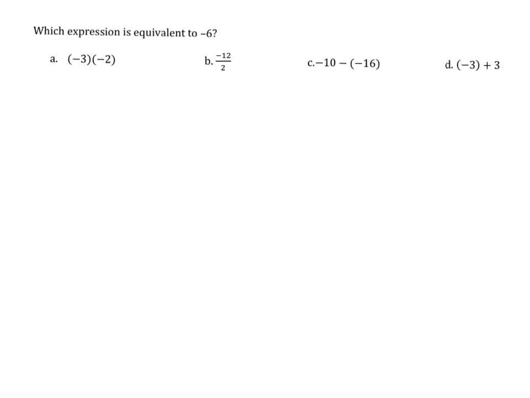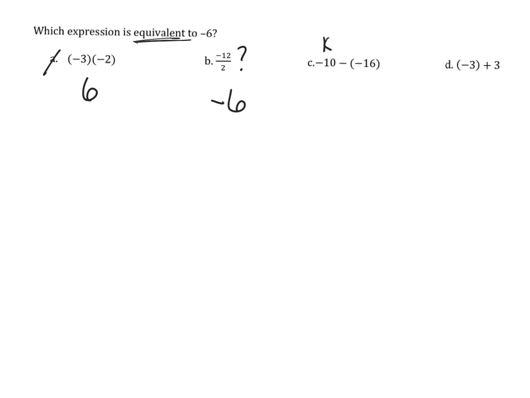Okay, we are on the last question. The question says, which expression is equivalent to -6? So we have to remember what the word equivalent means. Equivalent has the word equal kind of hidden in it. And so I know it wants to know which one of these is equal to -6. So let's test them. -3 times the -2 is a positive 6. So it can't be A. -12 divided by 2 is -6. Okay, so B is a possibility.